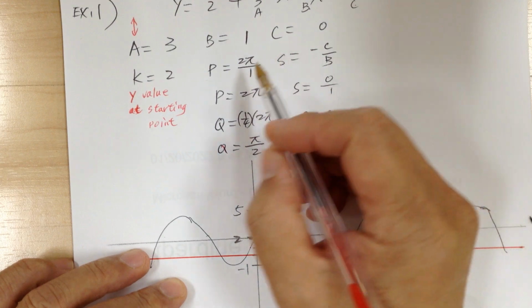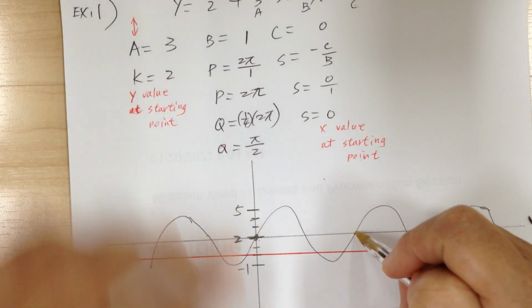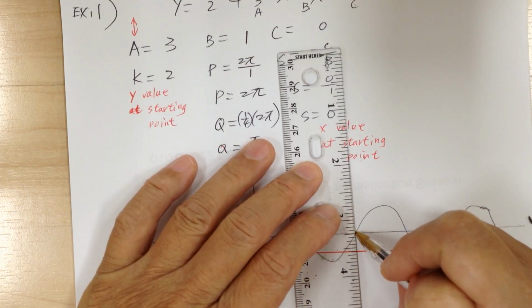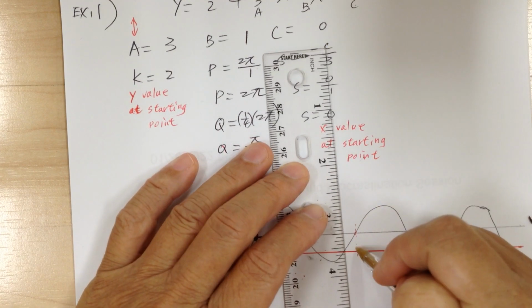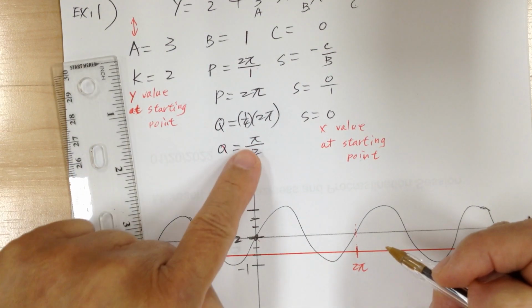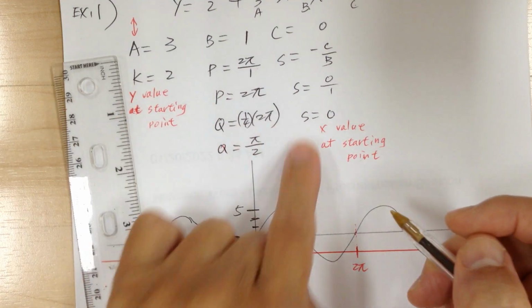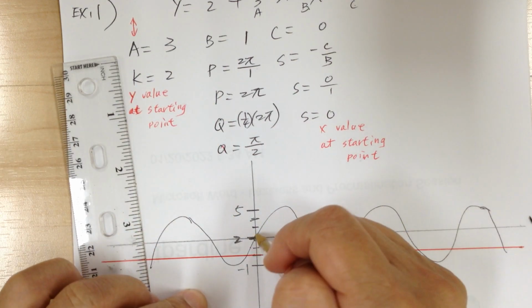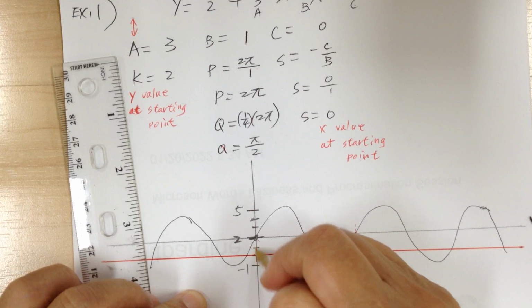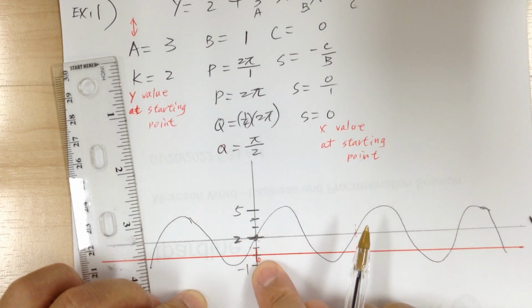You see the period equals 2 pi. That means from here to this point over here would be 2 pi. Make sure you line these things up. So this point is 2 pi. Now this is where the importance of the quarter wave comes in. By the way, because the shift is 0, we know that this is 0 right over here.